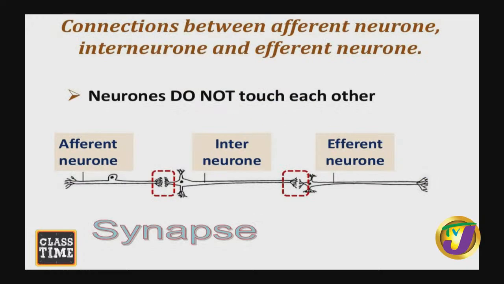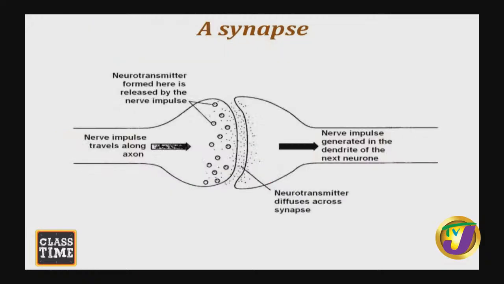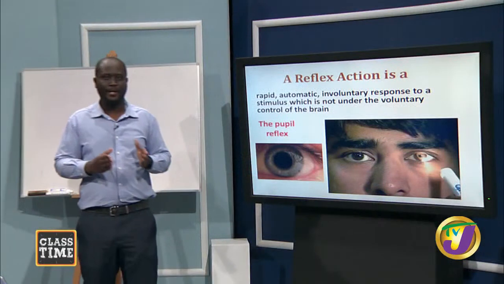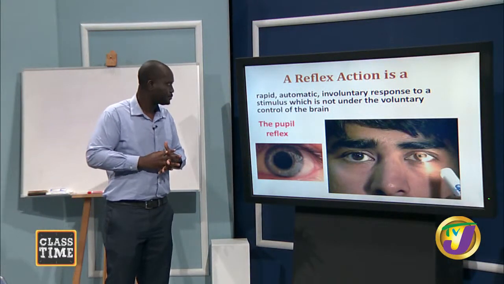Now, as you can see, the neurons are not intimately linked. There is a space, and that space is called a synapse. So they don't normally touch each other, but there is a space between where one neuron ends and another one starts. And this is very important because it allows for the impulses to travel in one direction.